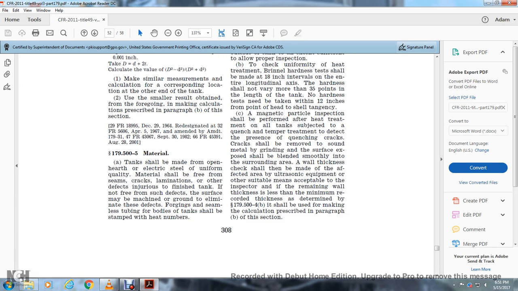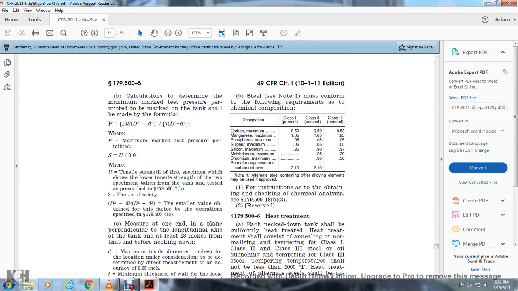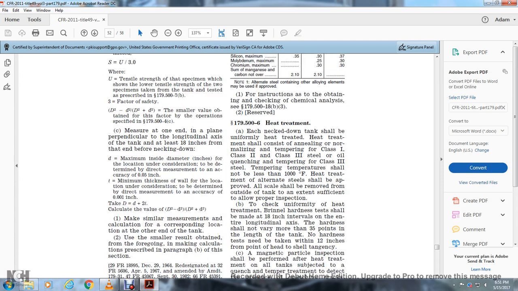179.505. The tank shall be made of open hearth or electric steel of uniform quality. Material shall be free from seams, cracks, laminations, and other defects and injuries on the finish of the tank. Tanks not free of such defects on the surface may be machined or ground to eliminate these defects. The forgings and seamless tubes of the body of the tank shall be stamped with the heat numbers. The steel, note 1, must conform with the following requirements as to chemical composition: carbon maximum, manganese maximum, phosphorus maximum, sulfur maximum, silicon maximum, and carbon plus manganese not over, class 1, class 2, class 3. For instructions on obtaining and checking the chemical analysis, see 179.518.